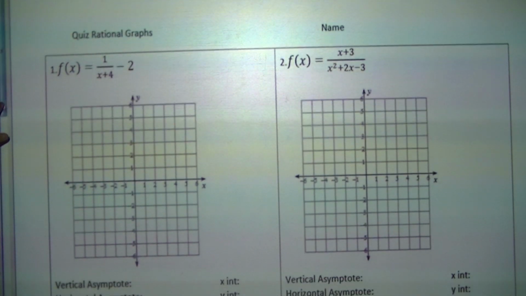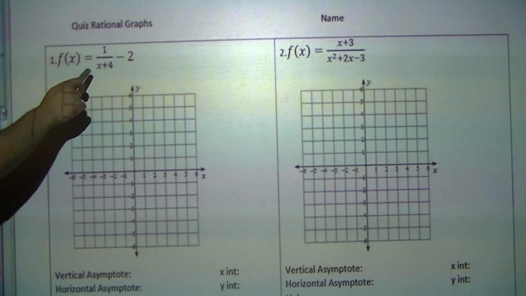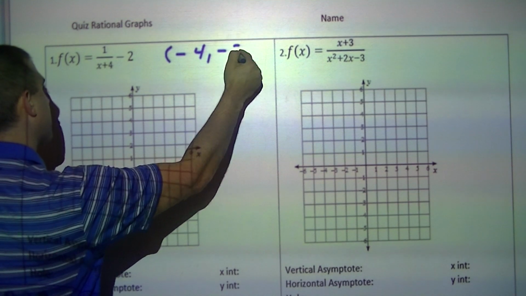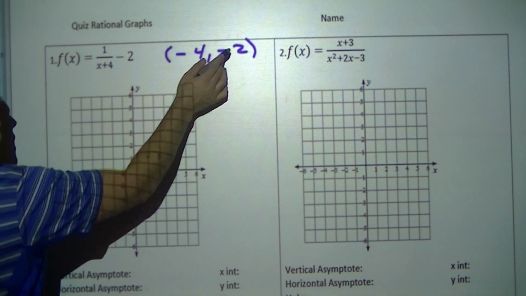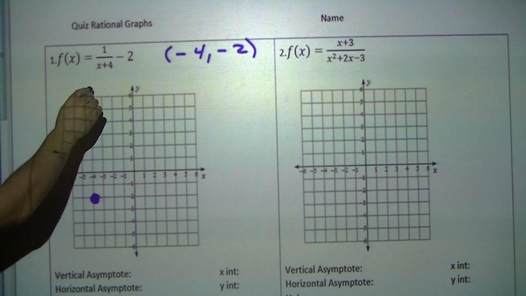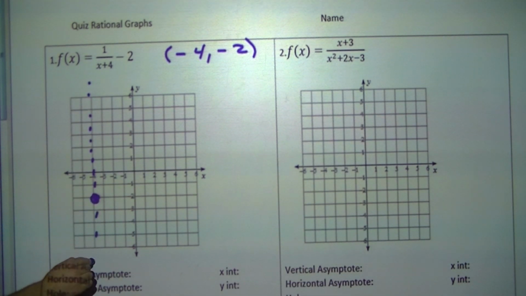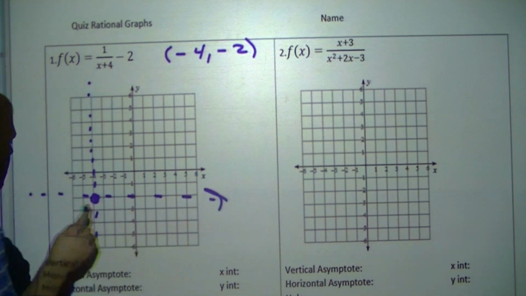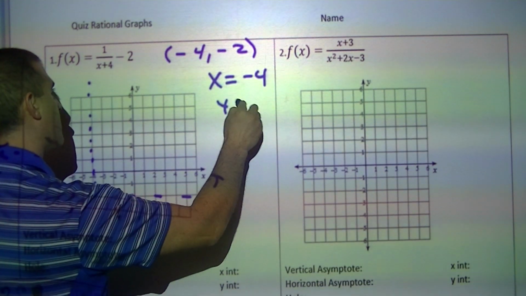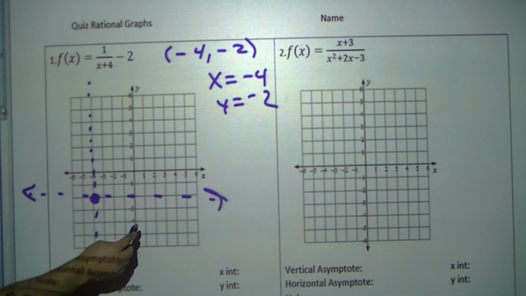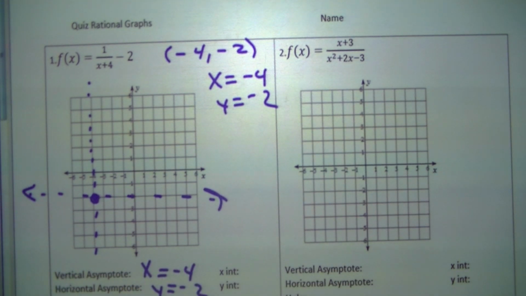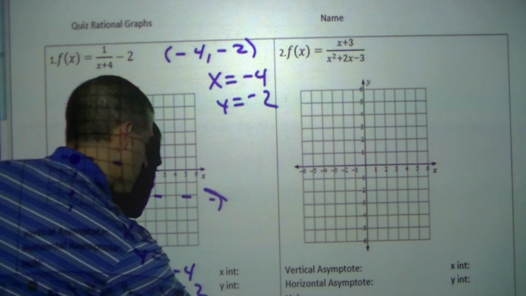Okay, so what we got here is 1 over x plus 4, negative 2. So what I have to find first is my anchor point, which is negative 4, negative 2. Opposite there, follow there. So 1, 2, 3, 4, down 1, 2. Okay? And that's going to be where my asymptotes are. So there and there. So the asymptotes are x equals negative 4 and y equals negative 2. I can go ahead and put those in. The vertical one is x equals negative 4, y equals negative 2. Find some of the other stuff.